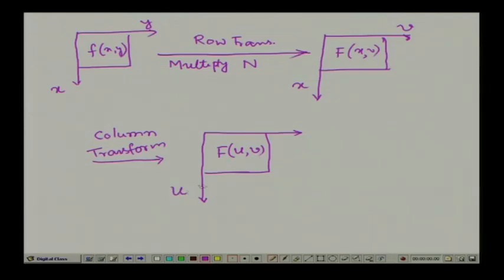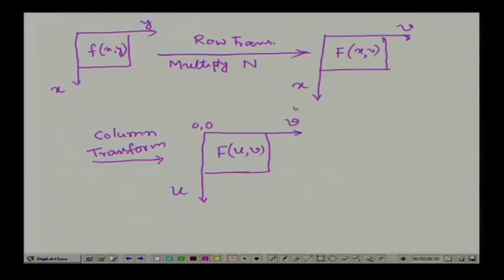So, this becomes my u axis, the frequency axis u, this becomes the frequency axis v, and of course, this is the origin 0 0. So, it shows that because of the separability property, now the implementation of the two-dimensional Fourier transformation has been simplified, because the two-dimensional Fourier transformation can now be implemented as two steps of one-dimensional Fourier transformation operations, and that is how we get this final Fourier transformation F(u,v) in the form of a sequence of one-dimensional Fourier transformations.